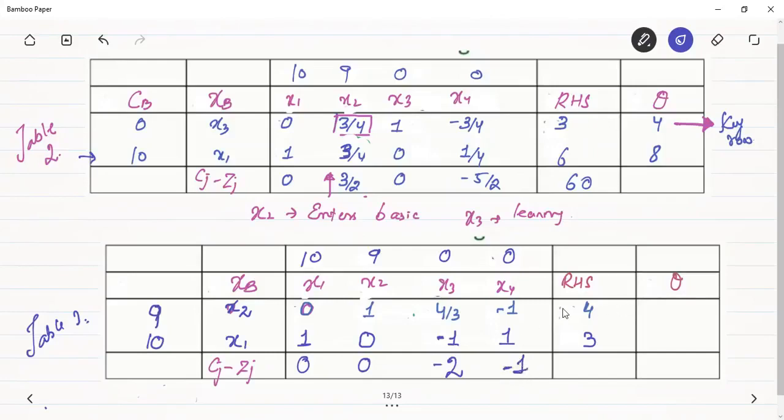ठीक है? RHS में क्या आ जाएगा? Simply 9 into 4 is what? 36 plus 10 into 3 is 30. 36 plus 30 will be 66. Okay.